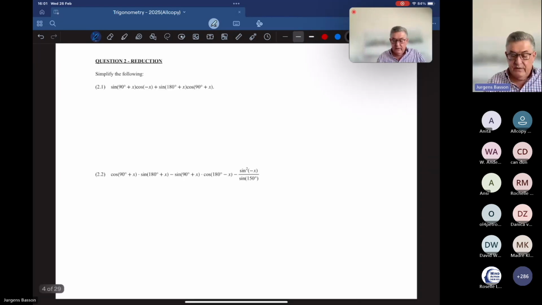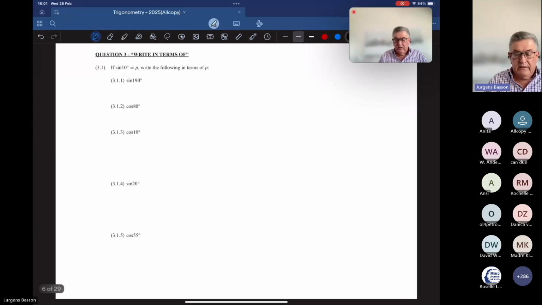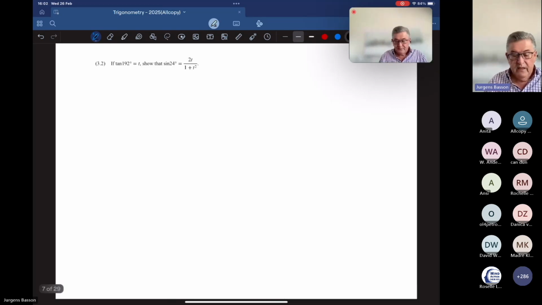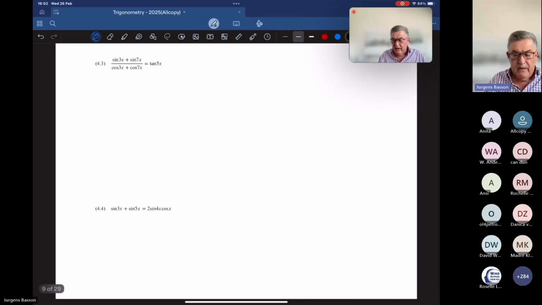More of them, reduction, but now it's with angles. These reduction in angles, and then to write in terms of, I hope you love this as well. And another one of that. And then we have identities. I selected two identities on double angles. You will see there are double angles in them. And then one on compound angles and another one on compound angles.